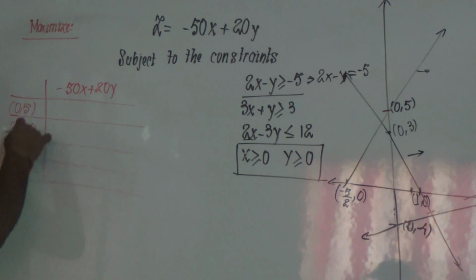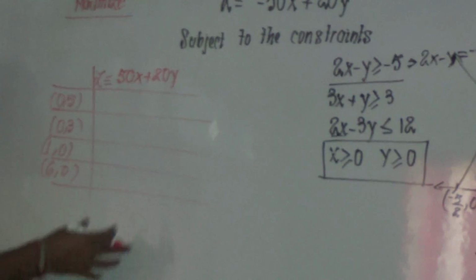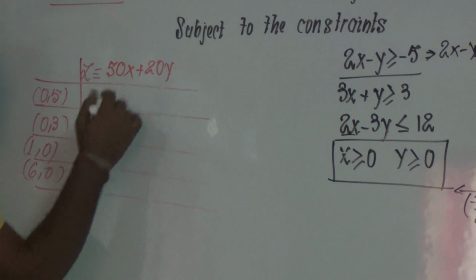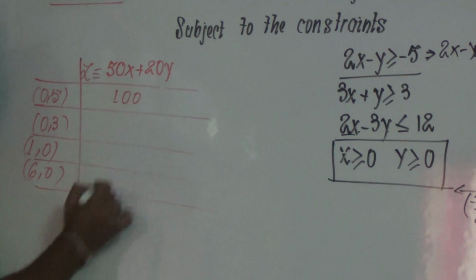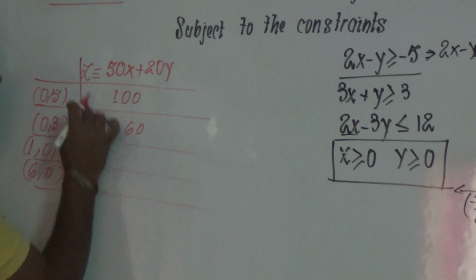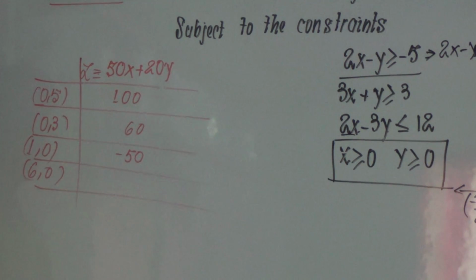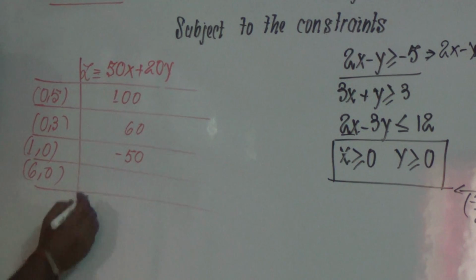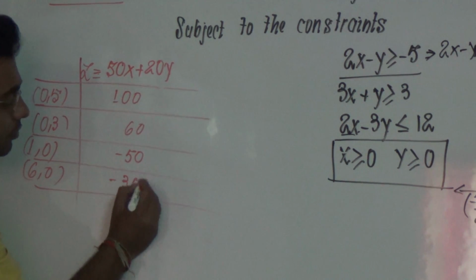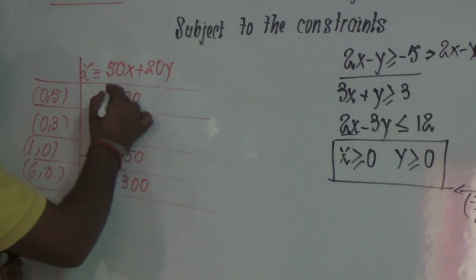So this is our objective function. Pretty simple: just plug in the coordinates and evaluate the values. 25 times 4 equals 100, and 3 times 20 will give me 60, and here negative of 50 into 6 will give me negative of 300. Now let's focus here. We want to maximize this. Please focus here.